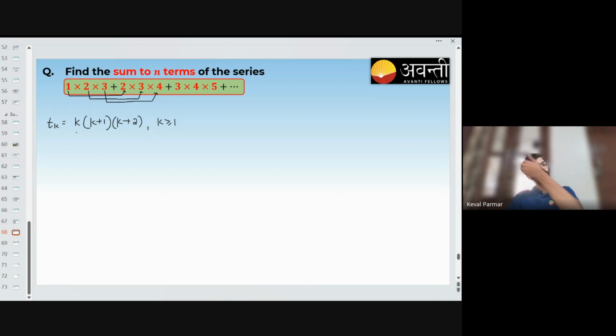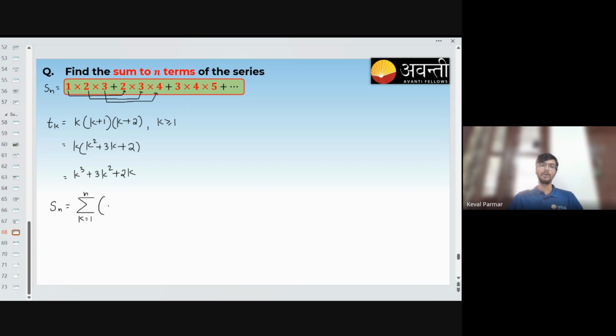Correct? So let's simplify it. What I'll get is k into k square plus 3k plus 2. So let us multiply it. I'll get k cube plus 3k square plus 2k. Now what is the sum? Let the sum of the series be Sn. So Sn will be equal to the summation, k starting from 1 and going up to n, of k cube plus 3k square plus 2k. Let's split the summation. So I'll get summation k cube plus 3 summation k square plus 2 summation k.